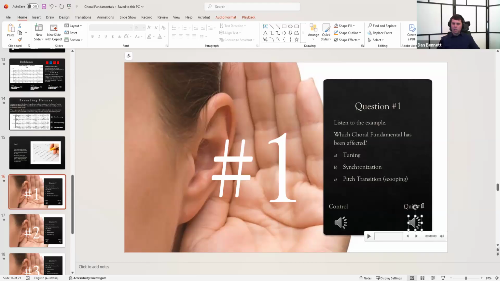Now here's the quiz question. So identify what has been affected. Tuning or sync or pitch transition.